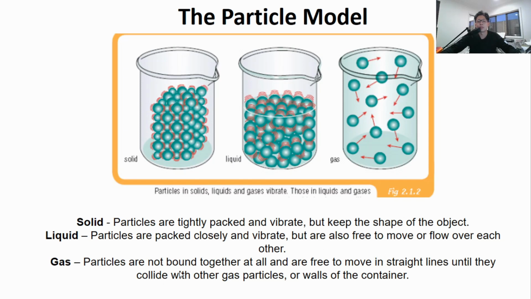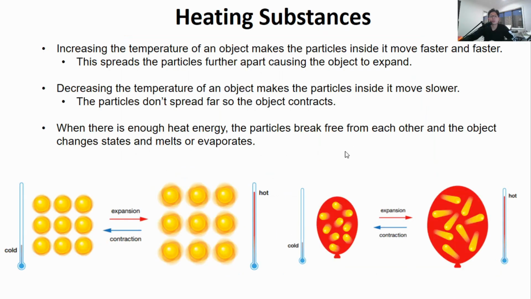And in a gas, particles are not bound at all and are free to move in straight lines until they collide with other gas particles or walls of the container. So that's all depicted in these three images: solid on the left, liquid in the middle, and gas on the right. So heating an object will change how the particles move and vibrate. Increasing the temperature of an object makes the particles inside it move faster and faster. This spreads the particles further apart, causing the object to expand.